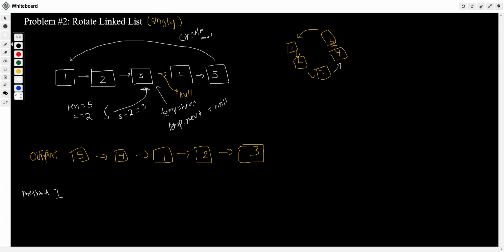But essentially, we could come in here and break this connection, the pointer from 3 to 4, and we wouldn't lose 4 because it's already circular. So 4 would now be the new head, and 3 would point to null. You know what I mean? So I was like, oh, that's so much... I mean, it's kind of the same thing.